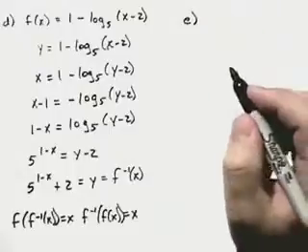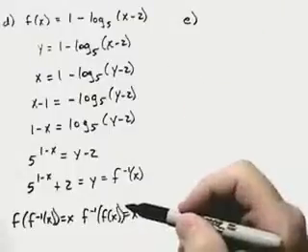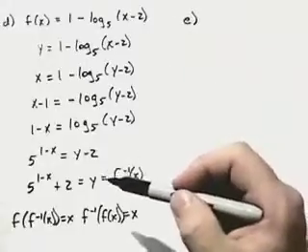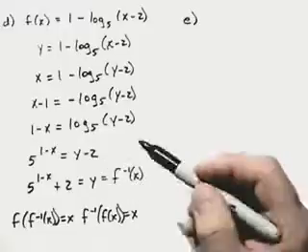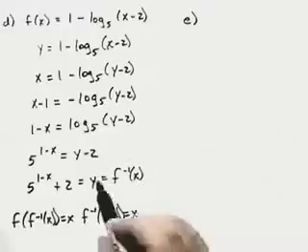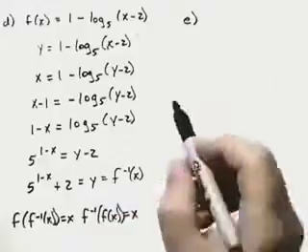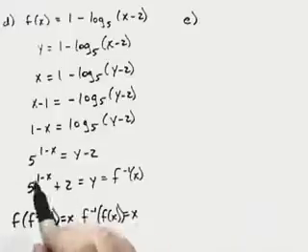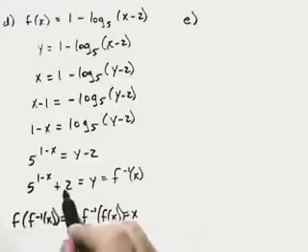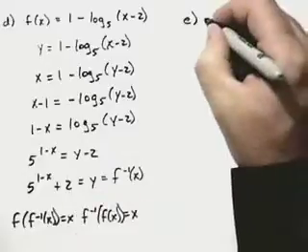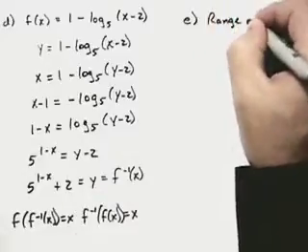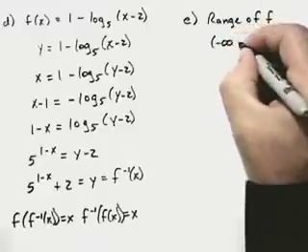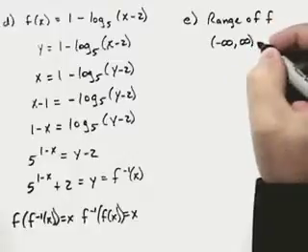For part E, we want to use the inverse function to find the range of our original function, f of x. Since the domain of the inverse is the same as the range of the function, if we can find the domain of our inverse function, that's all we need to do to find the range of our function f. Looking at our inverse, we see we have an exponential function. The domain of this exponential function is all real numbers, so the range of f is all real numbers. And in interval notation, we'll write that as the interval negative infinity to infinity.